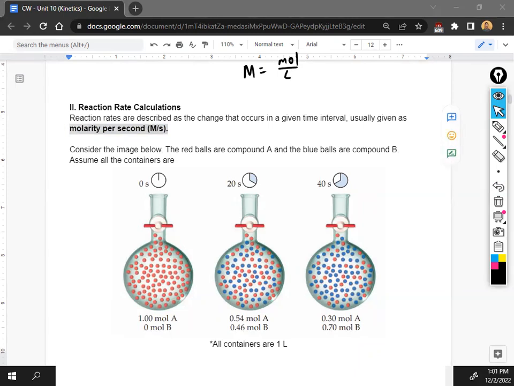Wait, yes, so do we put stuff in the fridge so that the reaction slows down? Exactly. That's why we put it in the fridge.